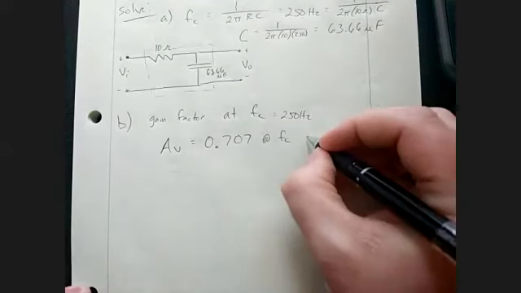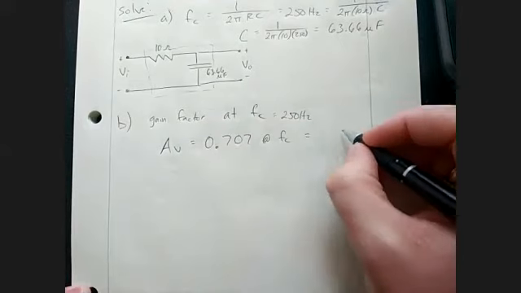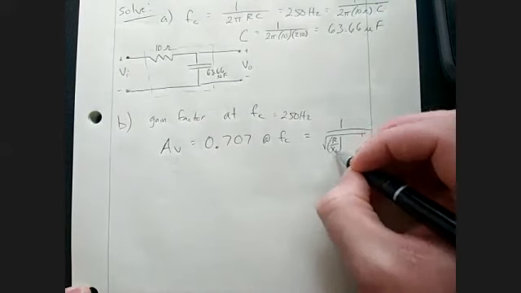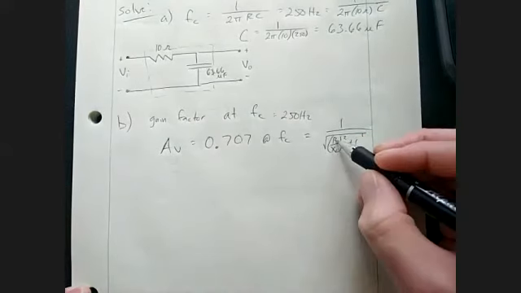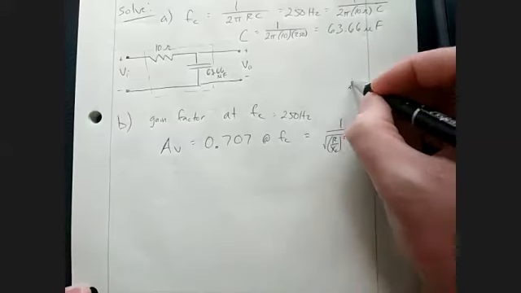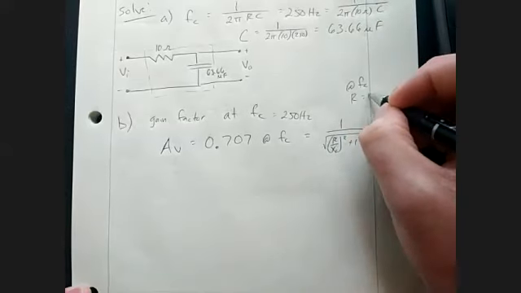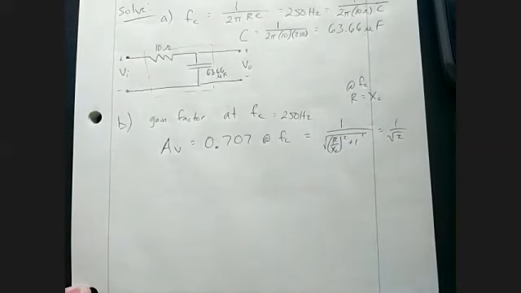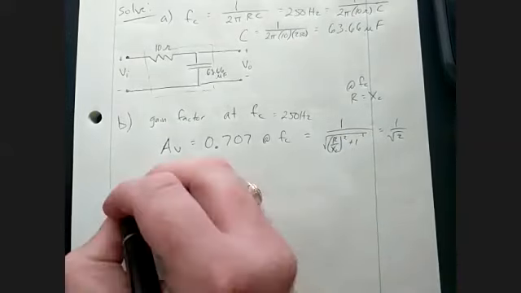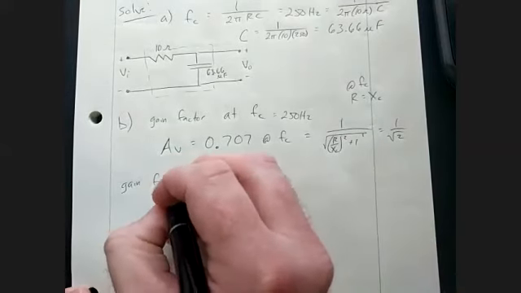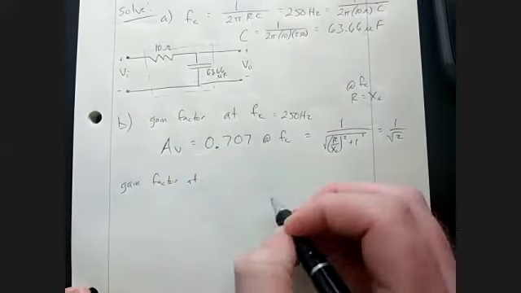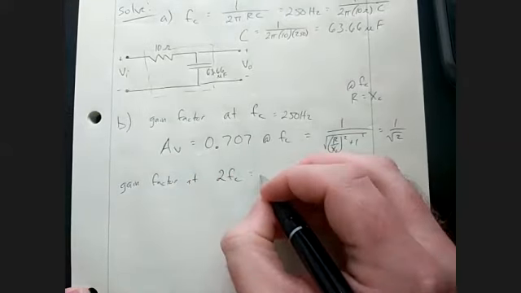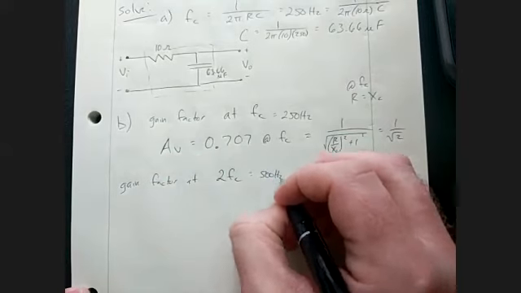But if you did want to solve it, I would say 1 over the square root of (R over XC) squared plus 1. Well, at FC, these cancel out. At FC, R equals XC. So that becomes 1, and that is 1 over the square root of 2, which is 0.707. The next one is the gain factor at 2 times FC, which would be 500 hertz.